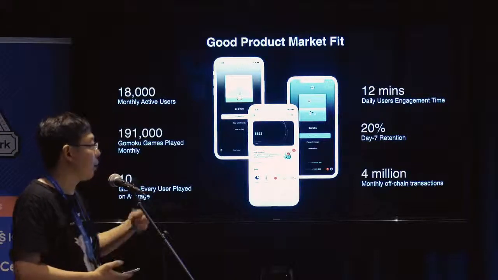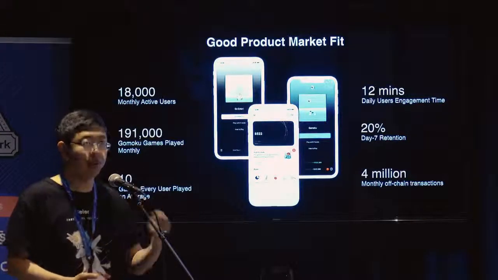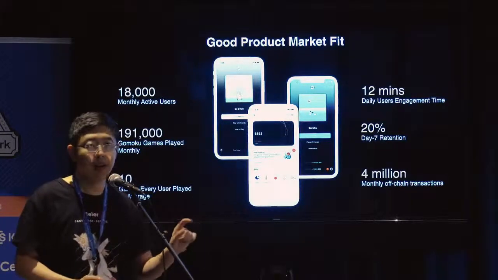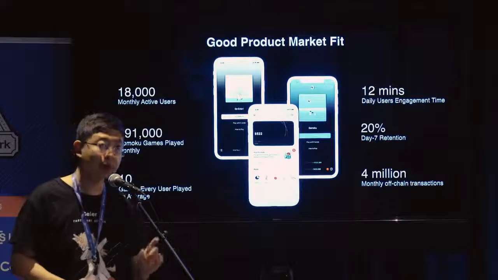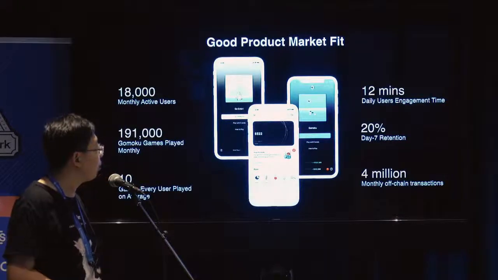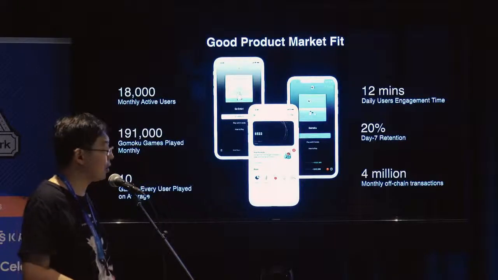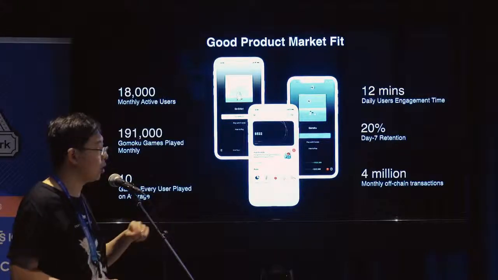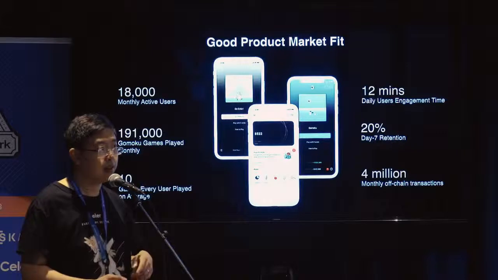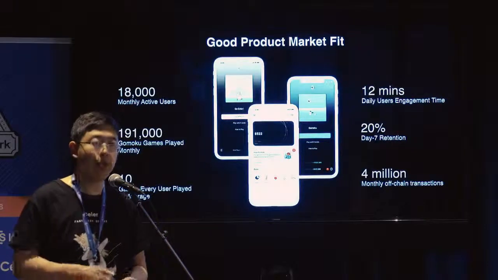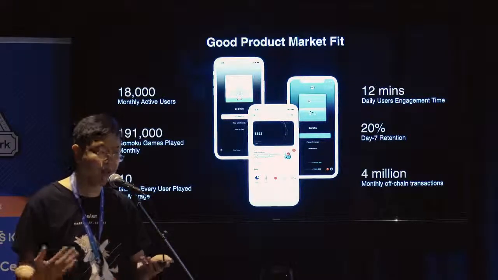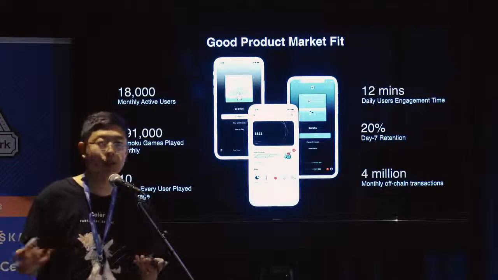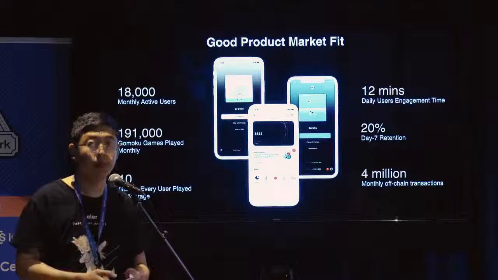Roughly speaking, every active user per day spends about 12 minutes on the app, which is pretty long compared to even some of the very popular wallet applications today. The day 7 retention is consistently high, and we process about 4 million off-chain smart contract transactions monthly, and that is entirely free. Even if we launch on mainnet, those transactions are effectively going to be entirely free because they don't involve any network resources of the entire blockchain network.